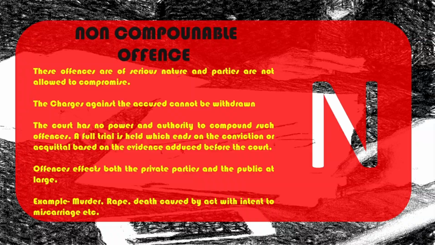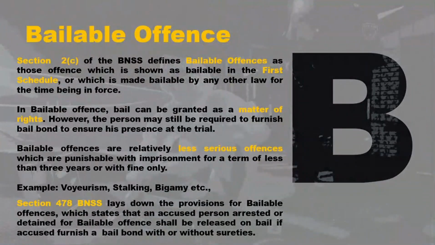Let's discuss what are bailable offences. Section 2(c) of the Bhartiya Nagrik Suraksha Sanhita defines bailable offences as those offences which are shown as bailable in the First Schedule or which are made bailable by any other law for the time being enforced. In simple language, it can be said that in bailable offences, bail can be granted as a matter of right. However, the person may still be required to furnish a bail bond to ensure his presence at the trial.